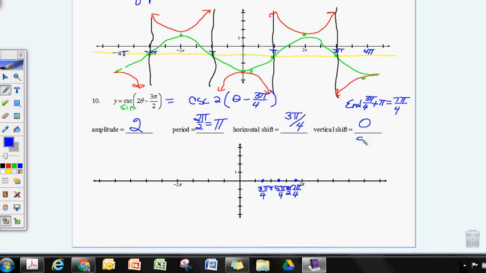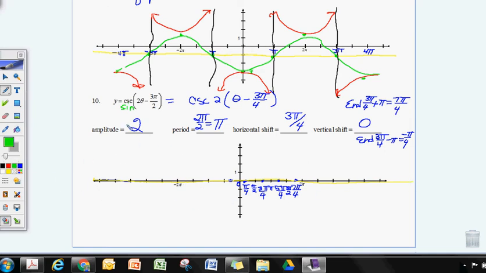For the other end point, remember you're going to take your 3 pi/4 and subtract pi, which would be -pi/4. So at -pi/4, that one ends. The halfway point would be at +pi/4. And if you look, 0 would be the middle here, and pi/2, or 2 pi/4, would be the middle. There is no vertical shift, so everything is based off of that x-axis.